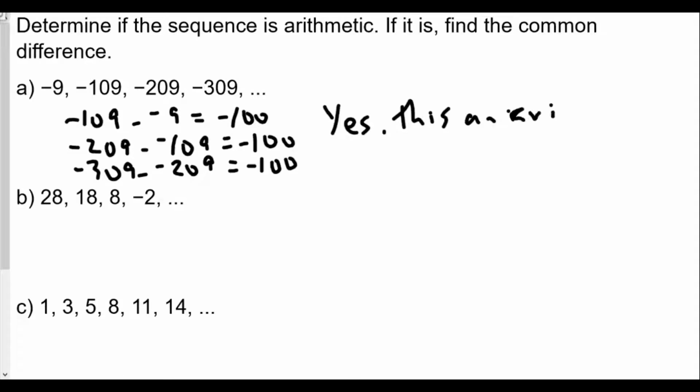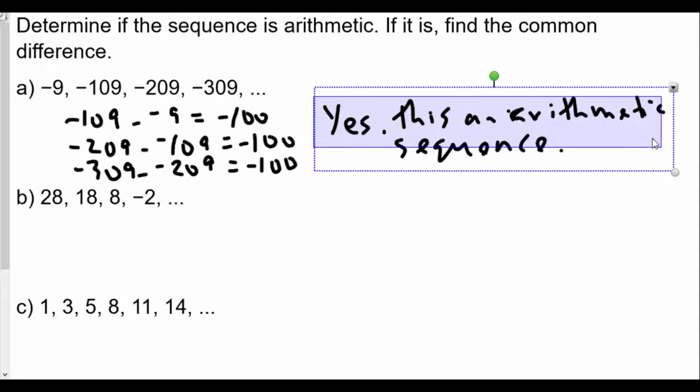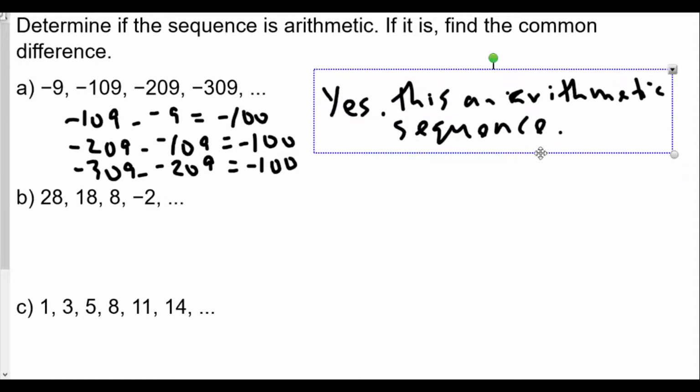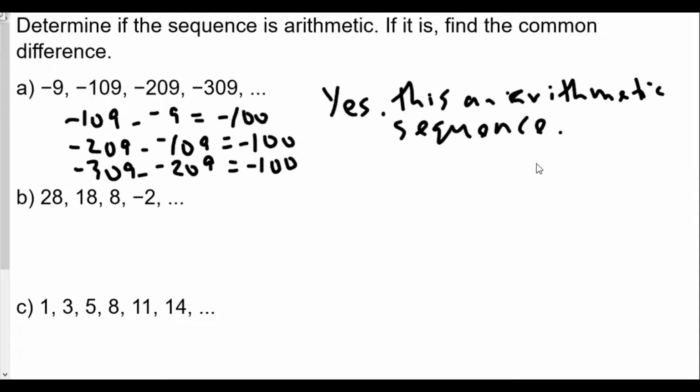Sorry, my handwriting is terrible. Arithmetic sequence. And the common ratio, okay? Yeah, maybe I'll type this up next time. Yes, this is an arithmetic sequence. And yes, the common ratio, which at this point we'll call R, because I don't want to keep writing out the words common ratio, is going to be -100. That's the difference we had for each one of them.